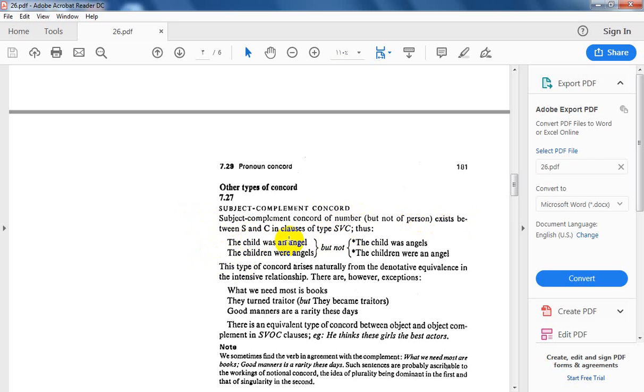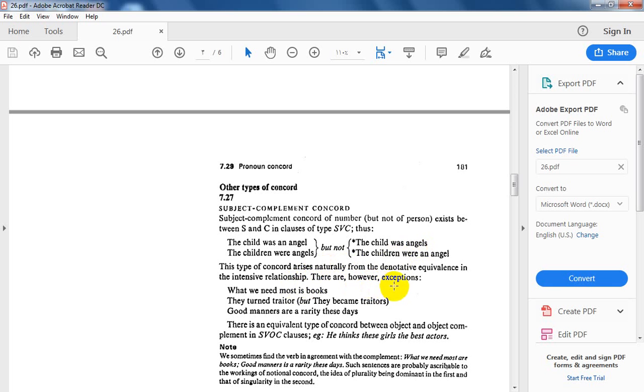The child was an angel. You see? Child singular, an angel singular too. The children were angels, plural, angels plural too. Here I cannot say the child was angels. Now there is no concord between the subject and the complement, because the subject here is singular but its complement is plural, so it is ungrammatical. This type of concord arises naturally from the denotative equivalence in the intensive relationship.